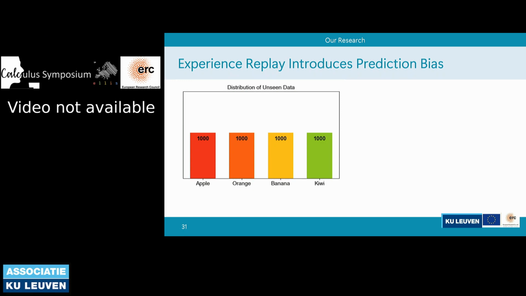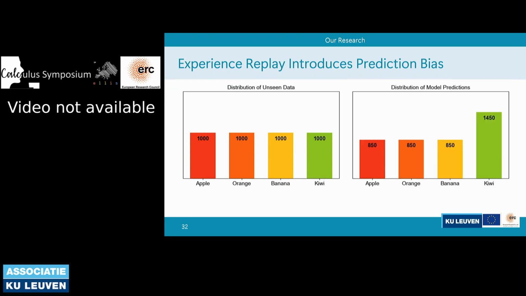For a model with prediction bias, the distribution of its predictions would look something like this. So in particular, in experience replay, the prediction bias tends to be towards the final class that the model has seen. And here, because the kiwi was the final class, we see that the model is overconfident that more fruits belong to the category of kiwi compared to the others, even though the testing set that we use here of unseen data is balanced.